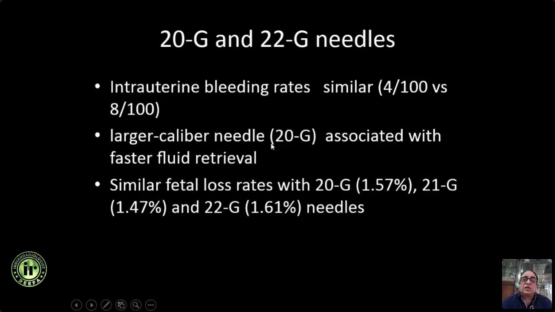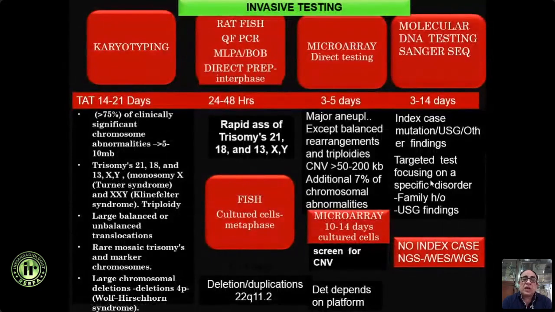The larger caliber needle, in fact, is better because it will allow you to aspirate faster and shorten the procedure time and therefore reduce the complication rate. The fetal loss rates are all similar, and this has been studied with various needle sizes. Now, what are the tests then?